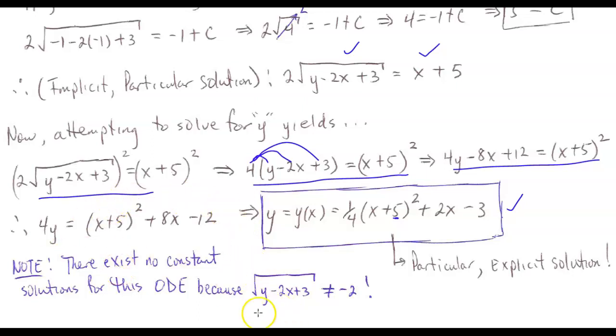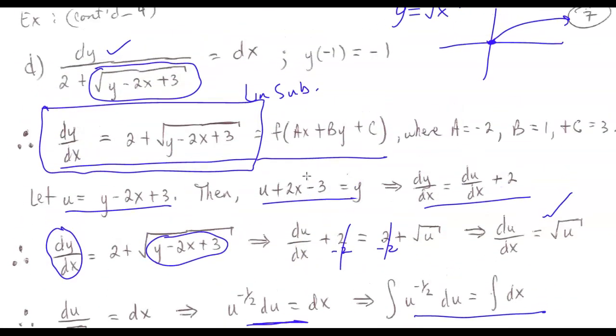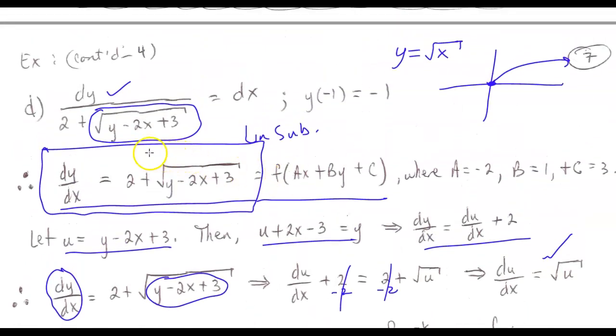And so the last thing to note here is that we have no constant solutions for this particular ODE, and that's mainly because the square root of our linear expression here can't be -2. Now, why does that matter? Well, if we go back up to our original problem here, notice that this says dy over dx is equal to 2 plus the square root of our linear expression here, okay?